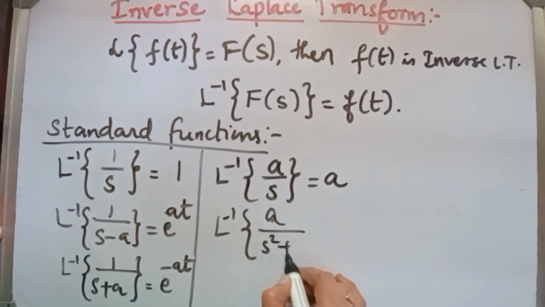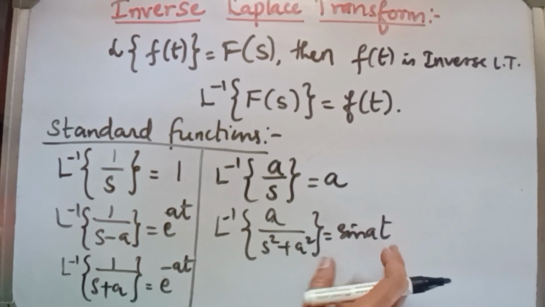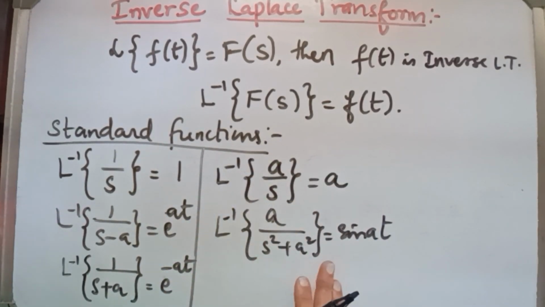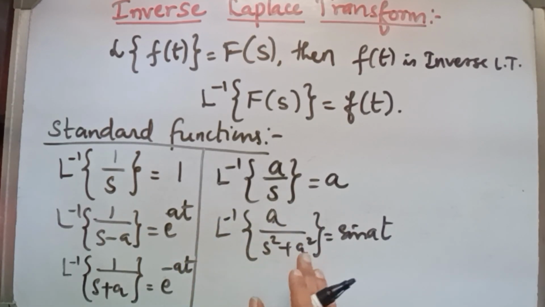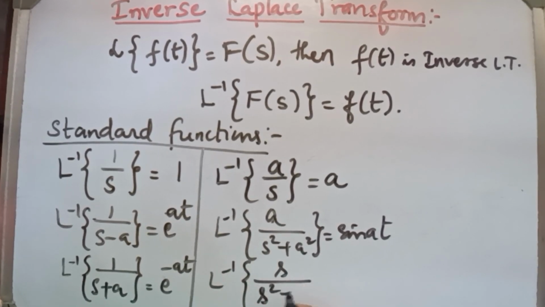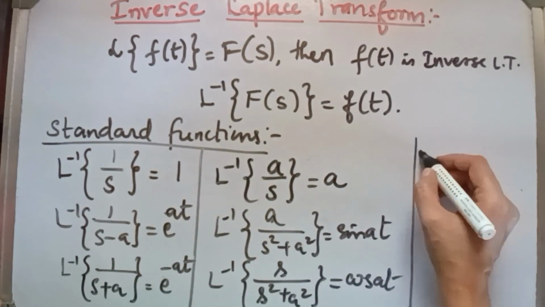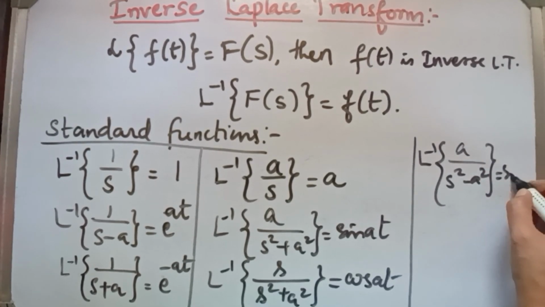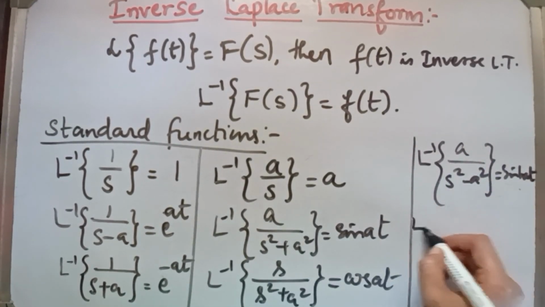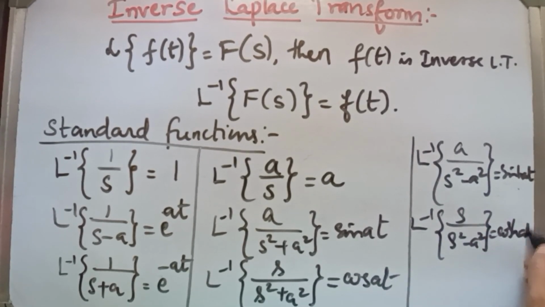Now, inverse transform of 1 by s plus a equal to e power minus at, and inverse transform of a by s square plus a square equal to sine at, because Laplace transform of sine at, no need to separately memorize the formula, is a by s square plus a square. So inverse transform of a by s square plus a square is sine at. Similarly, inverse transform of s by s square plus a square is equal to cos at. Inverse transform of a by s square minus a square equal to sine hyperbolic at. Inverse transform of s by s square minus a square equal to cos hyperbolic at.